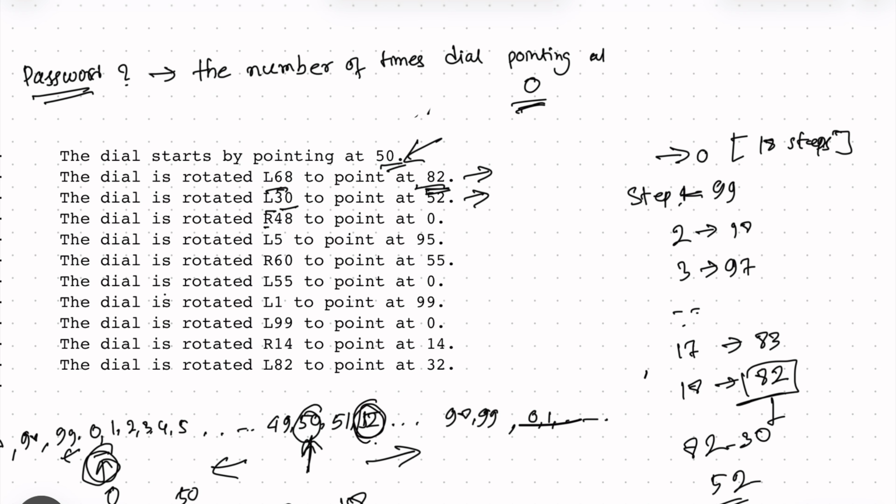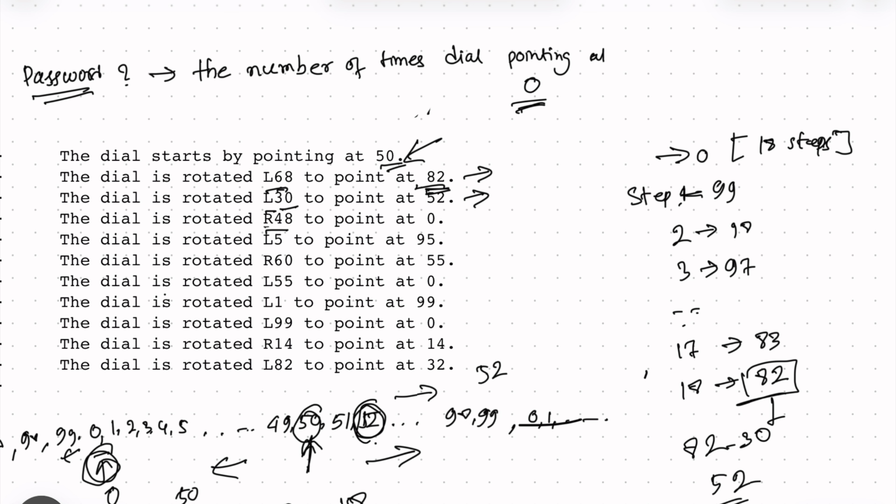Now we are at 52, and the next instruction is R48, right? That means we have to go to the right side. Now we have to go in the right direction with 48 steps. So we are at 52, then we have to go 48 steps.